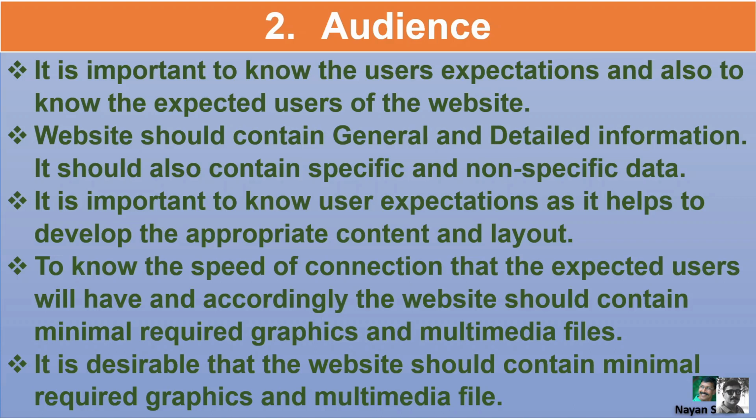A website should contain two types of information: general information and detailed information. So, general and detailed, two types of information a website should contain, so that depending on the user, some who just want some general information about certain topics can go to general topics, and some who want detailed information can also get their answers or their queries solved. So it should also contain specific as well as non-specific data.